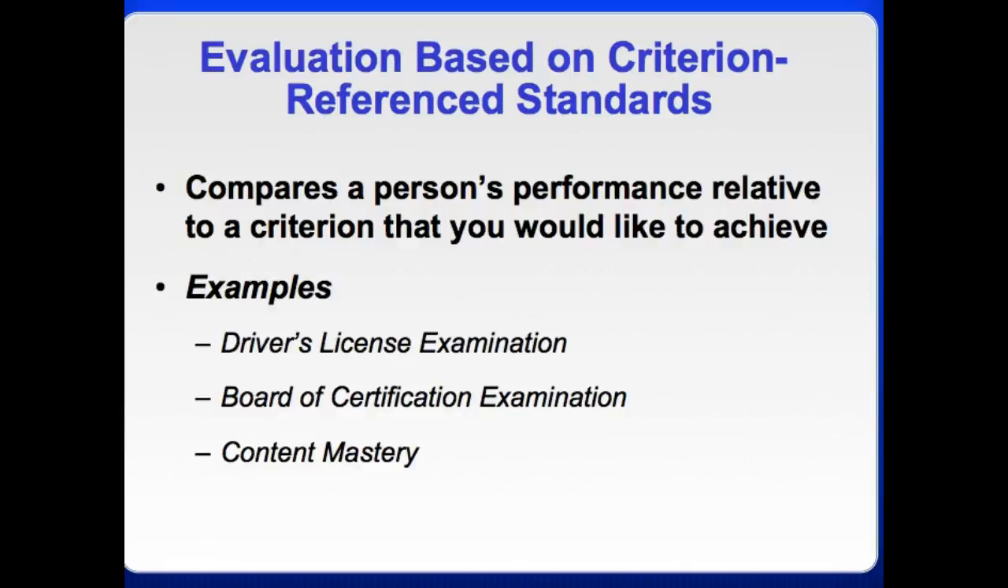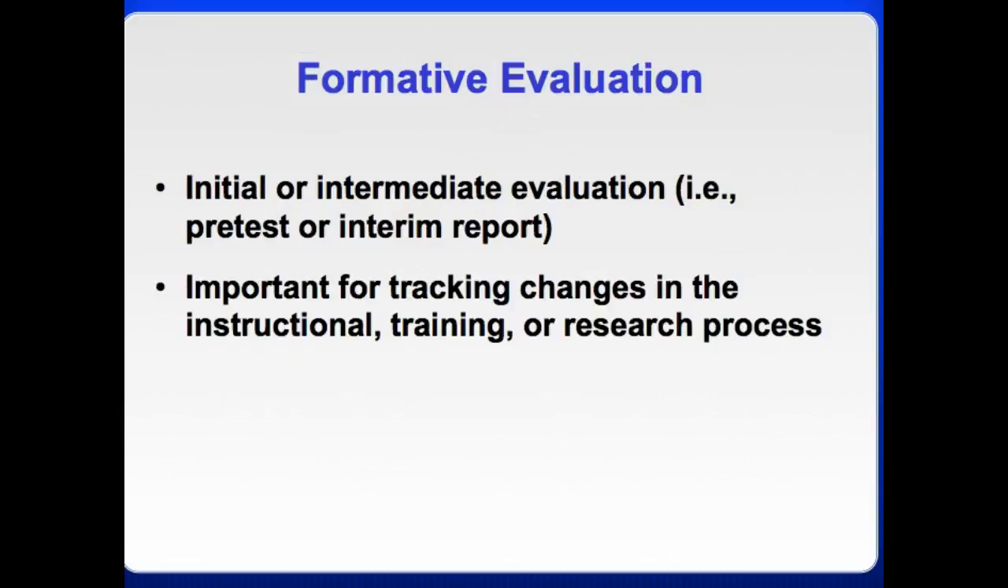There's evaluation based on criterion reference standards. This compares a person's performance relative to a criterion that you would like to achieve. Examples would be a driver's license examination, board of certification examination, or content mastery. And then there's formative evaluation, initial or intermediate evaluation, for example, a pretest or interim report, important for tracking changes in the instructional, training, or research process.